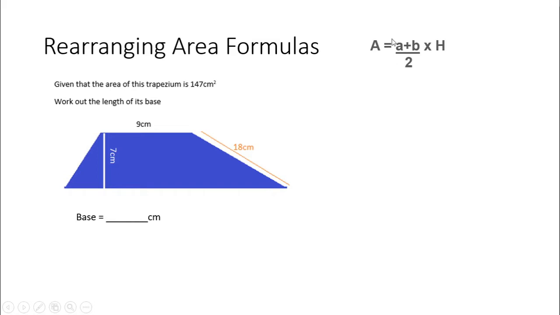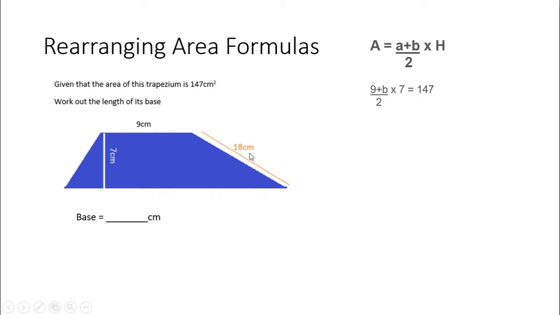So I'll use this formula and I'll set it equal to the value that we're told that it has, and that will make an equation we can rearrange to solve. So substituting into this formula, I knew that the top length was 9, so I've substituted that for A. I don't know what the base is, so I just put B there. And I know that the height is the 7, not the 18.